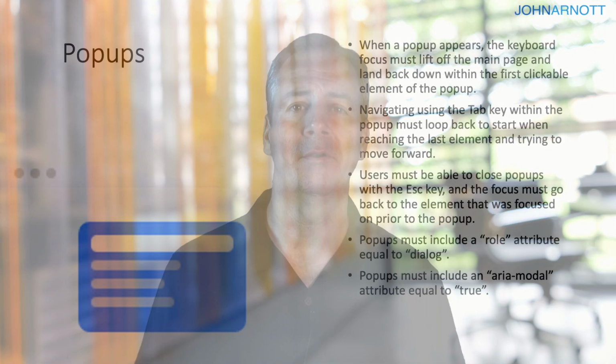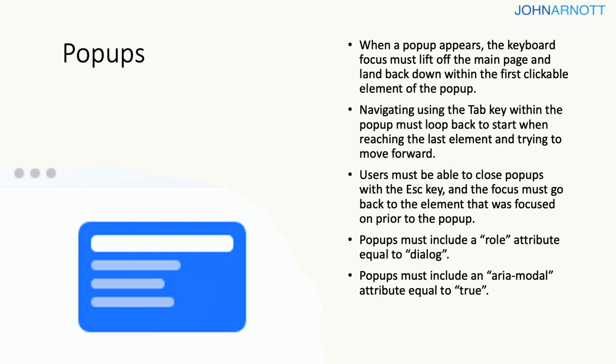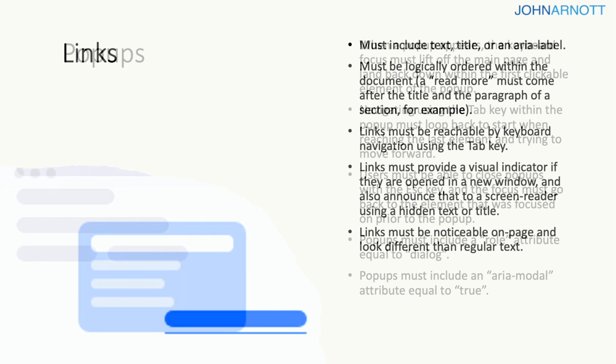When a pop-up appears, the keyboard focus must lift off the main page and land back down within the first clickable element of the pop-up. Navigating using the tab key within the pop-up must loop back to start when reaching the last element and trying to move forward. Users must be able to close pop-ups with the escape key, and the focus must go back to the element that was focused on prior to the pop-up. Pop-ups must include a role attribute equal to dialog, and pop-ups must also include an aria-modal attribute equal to true. Next, links.